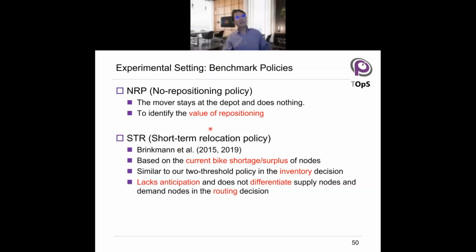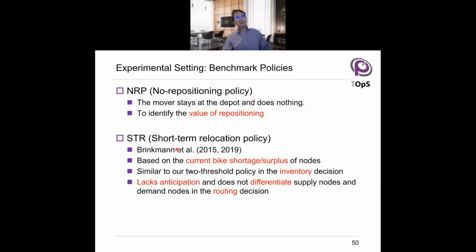And we benchmark with two policies. One is this non-repositioning policy, which is actually not a real policy. Basically, it's do nothing. We just use that to evaluate the value of repositioning. So for whatever policy, we compare with do nothing.